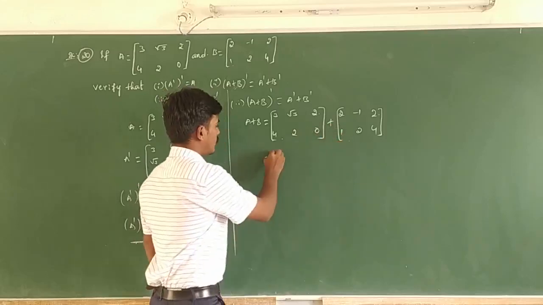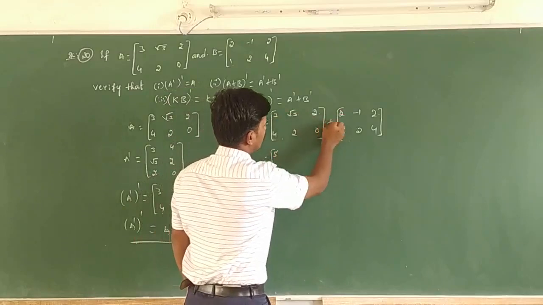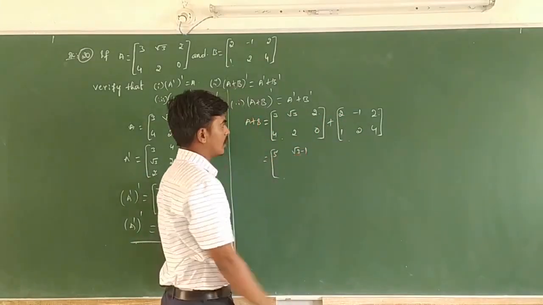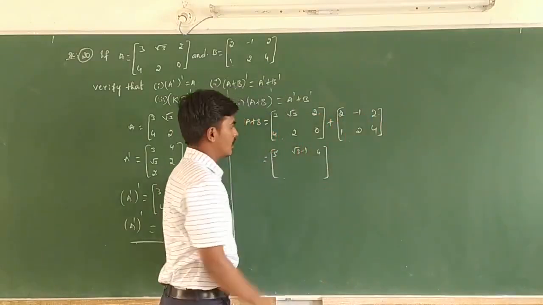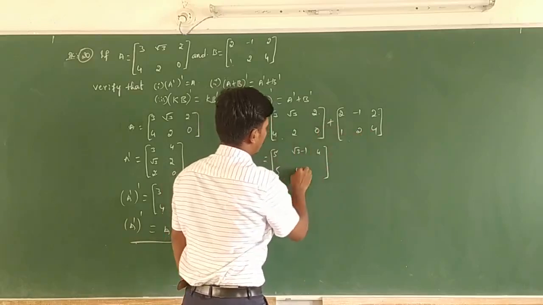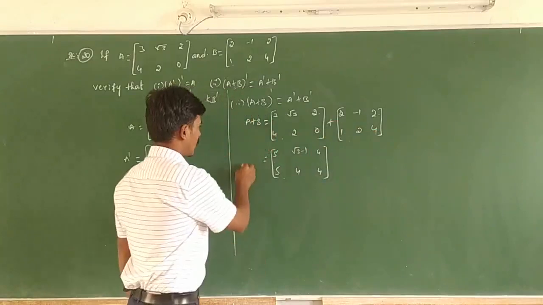So what do we have to do? Here 3 plus 2 is 5. Root 3 plus into minus, minus, root 3 minus 1. Root 3 minus 1. Next 2 plus 2 is 4. 2 plus 2 is 4. Next 4 plus 1 is 5. 2 plus 2 is 4. 0 plus 4 is 4. 0 plus 4 is 4. This is what? A plus B.